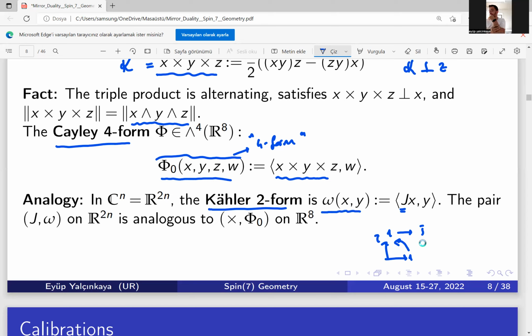The form omega of x, y is nothing but J x, the orthogonal part of x, taken with y. If you look at that, it's more or less the same idea: the orthogonal part and an arbitrary v. So the analog of the 2-form is actually defined with the Cayley 4-form. As you remember, you can construct the manifold with the 2-form. With the same idea, you can construct Spin(7) geometry with the Cayley 4-form.